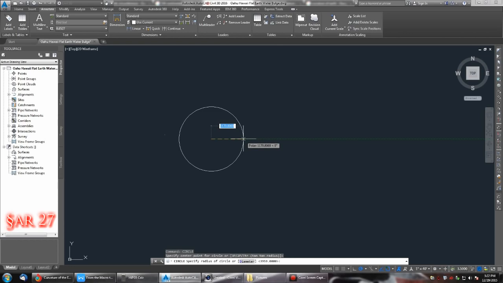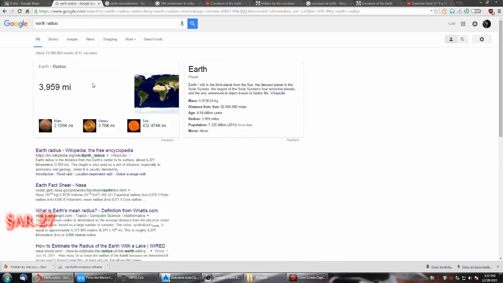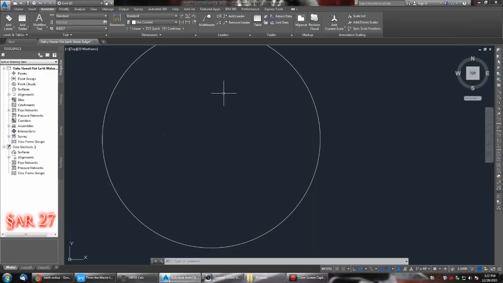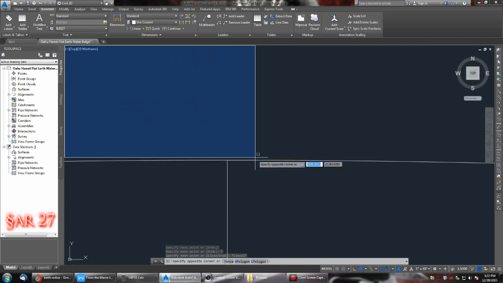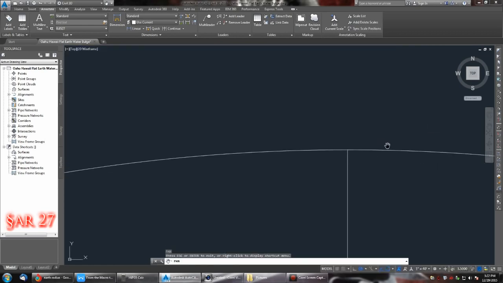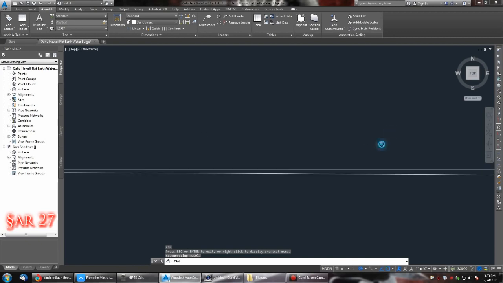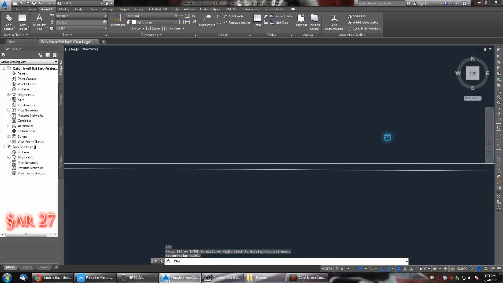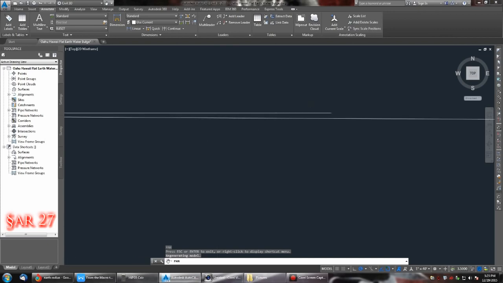So 3959 is the radius of the Earth. I'm gonna come back over here, get the Earth radius, 3959. Now, I'm going to plot this again, go to the intersection, and go 9 miles to the right. I'm going to zoom in. I can barely even see that line. Okay, there it is. I'm going to scroll to the left. Zoom out a little bit. I don't want to actually scroll 9 miles. It'll take forever. Alright, here we go. Sorry, I had to zoom in a lot.